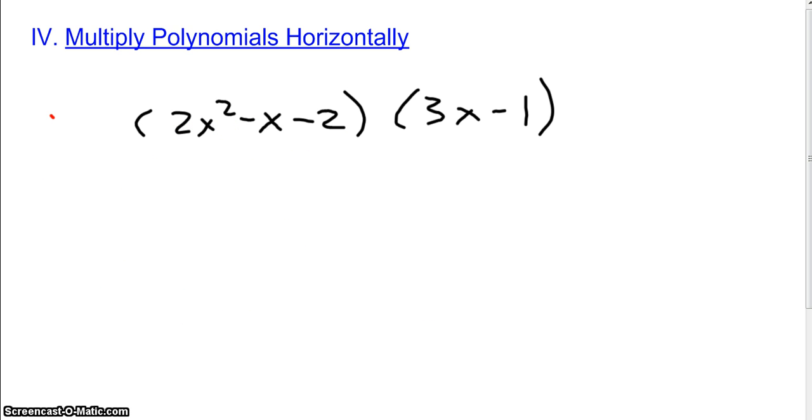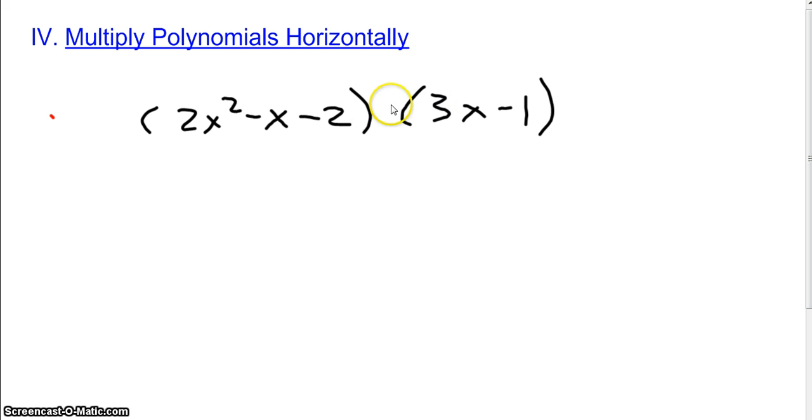Okay, good. Let's try this one horizontally. So we have a trinomial times a binomial. So how would you do that? You just what? You just do it. I like to, you know, everyone has their preference, but you could leave it exactly as it is and just say, I'm going to distribute the 3x to each term. 1, 2, 3, right? And then you'll do the same with a -1 after doing this multiplication.